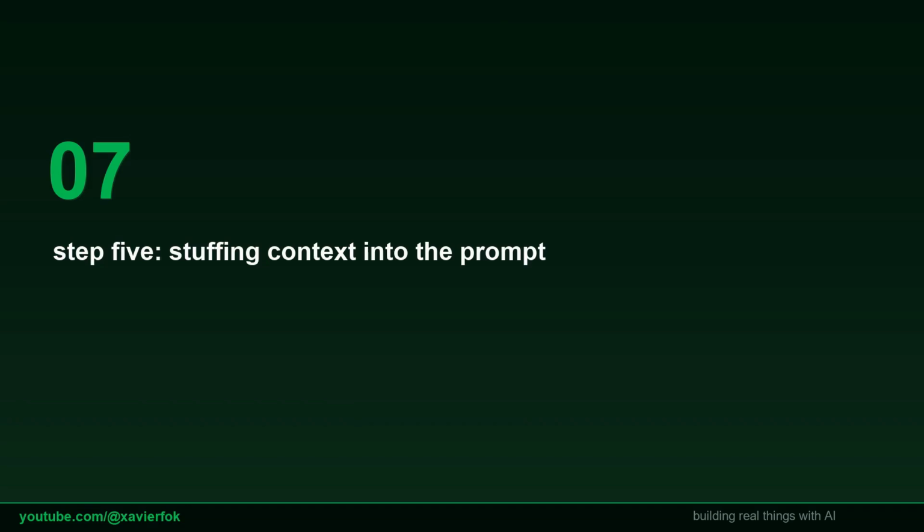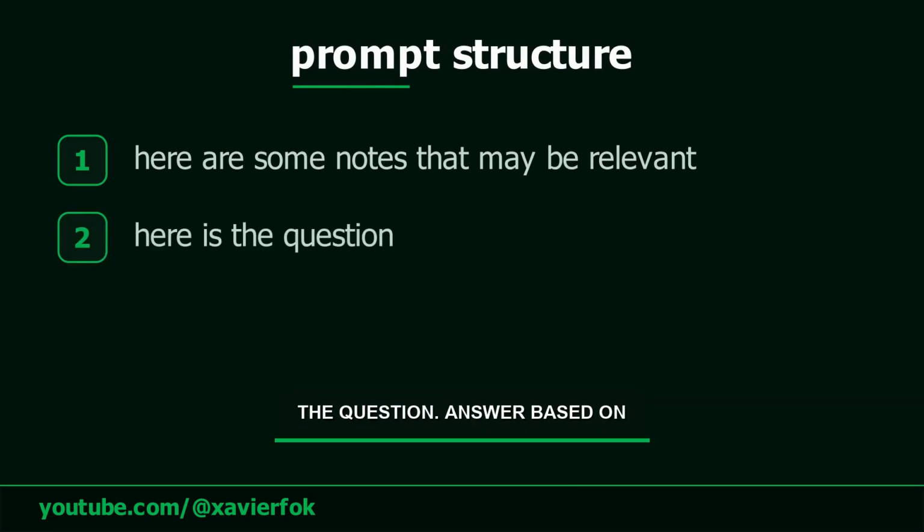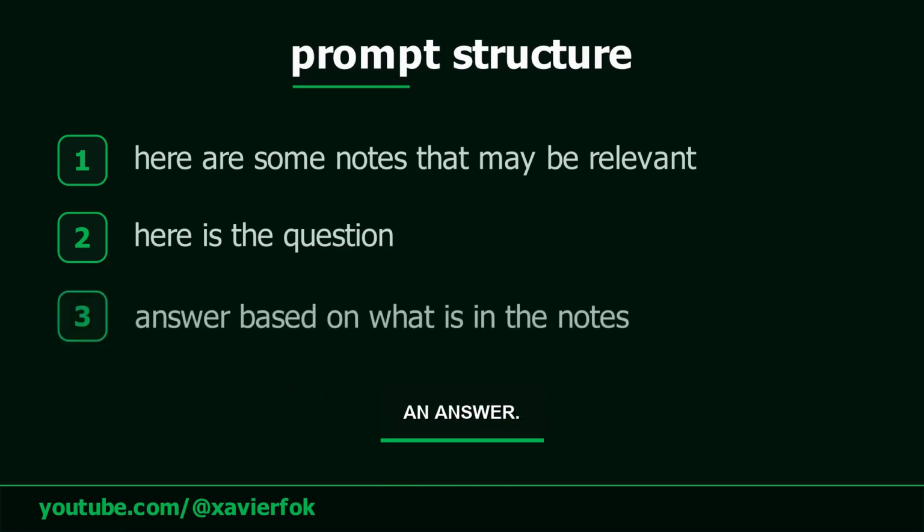At step 5, stuffing context into the prompt. Now you take those retrieved chunks and you put them into the prompt alongside the question. The structure looks roughly like this. Here are some notes that may be relevant. Here is the question. Answer based on what is in the notes. The model reads the context you gave it and writes an answer.